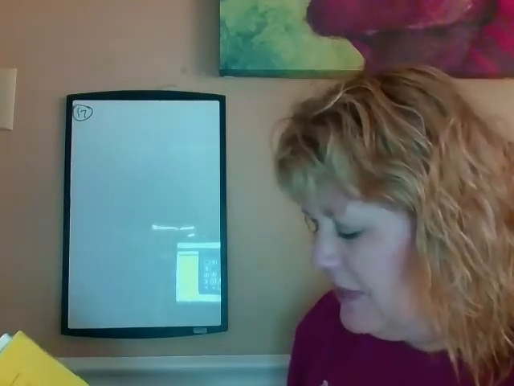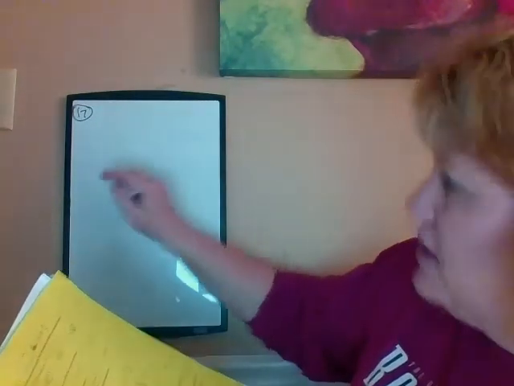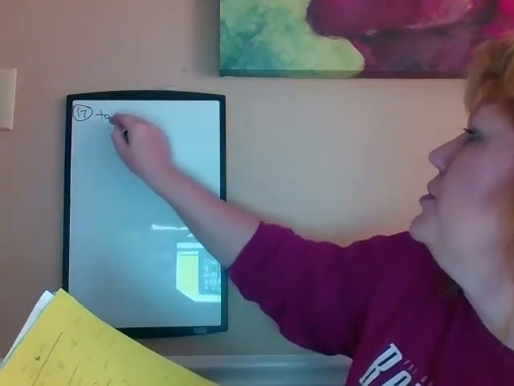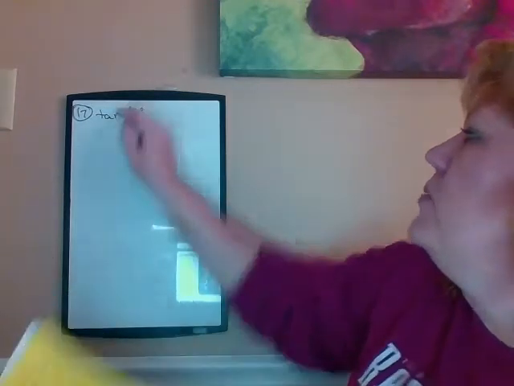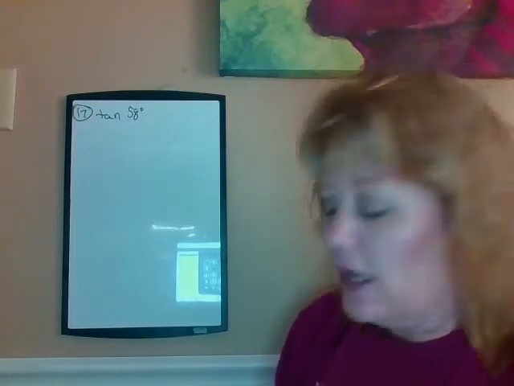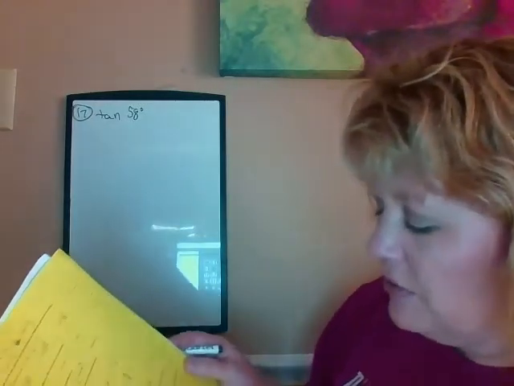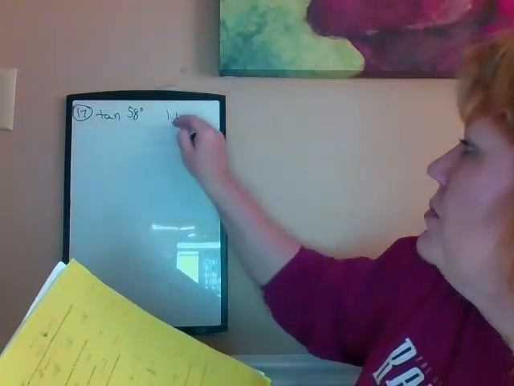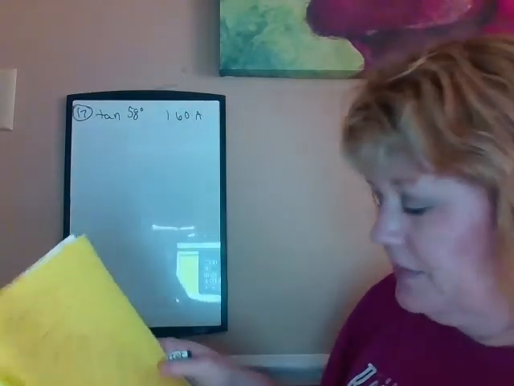Number 17 says use a calculator to approximate. Be sure that you put your calculator in the right mode. If you're in degrees, be sure it's in degree mode. If you're in radians, be sure it's in radian mode. You just put that in your calculator, and the tangent of 58 degrees is 1.60, which is A.